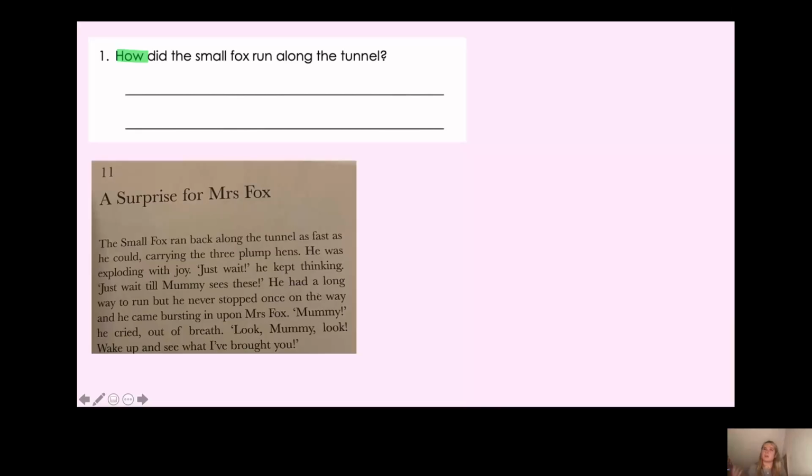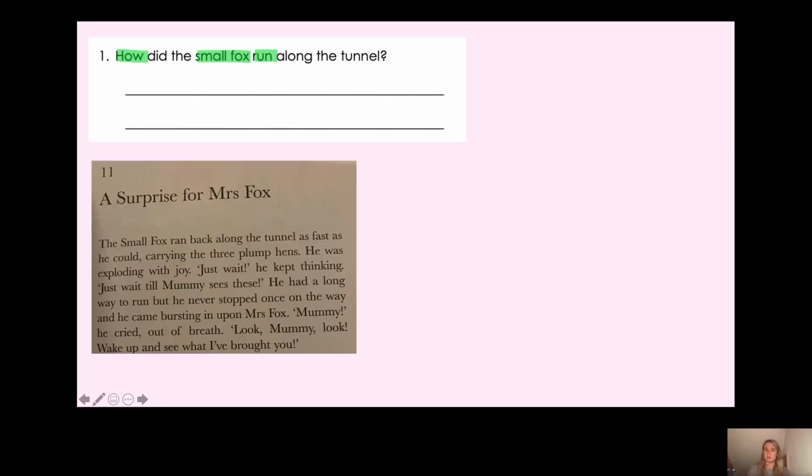So, for example, if you say, how are you? The other person will explain how they are feeling. So in this case, we need to explain something. We need to explain how did the small fox, okay, so we're looking specifically at the small fox. We're not looking at Mrs. Fox, we're not looking at Mr. Fox, we're not looking at any of the farmers, we're looking at the small fox. Now we are going to explain how the small fox runs. So how did the small fox run?